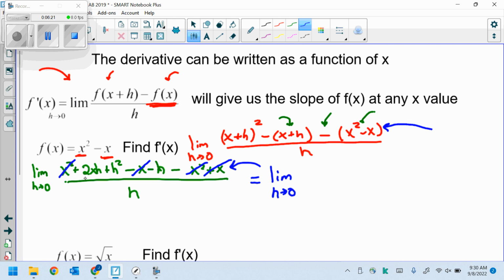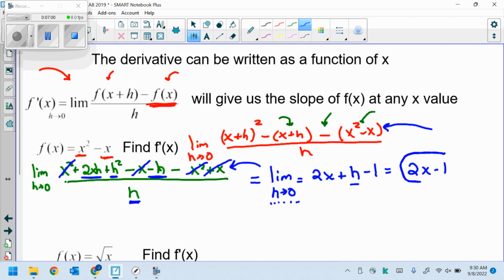So if I'm taking the limit as h approaches 0, I got to take this term and divide it by h. And that's going to be 2x. Plus, I got to take this term and divide it by h. Minus, I got to take this term divided by h. So that's going to be minus 1. And if I actually take the limit as h approaches 0, I'm going to put a 0 in place of that h, and I think I'm just going to get 2x minus 1.